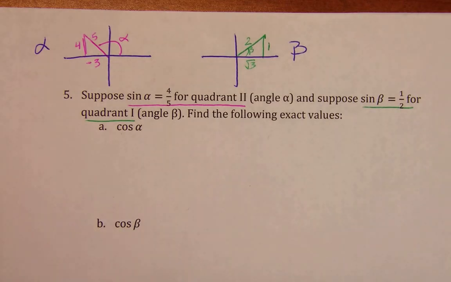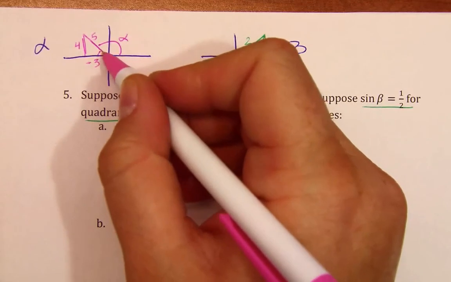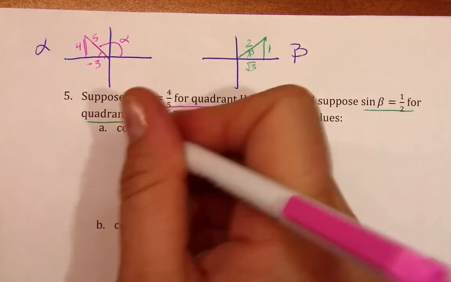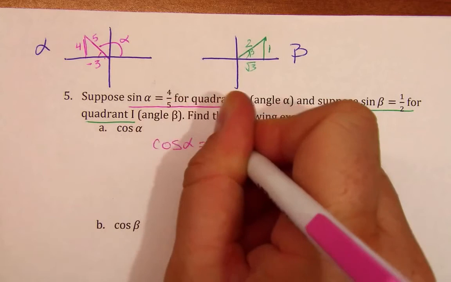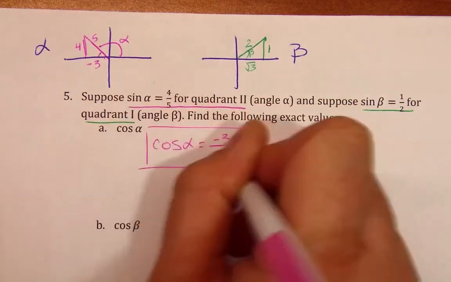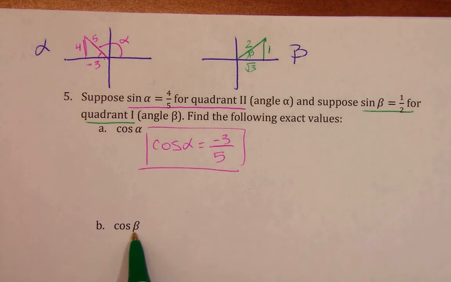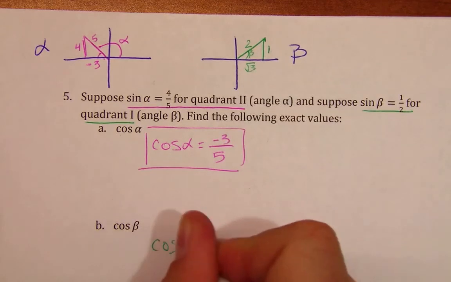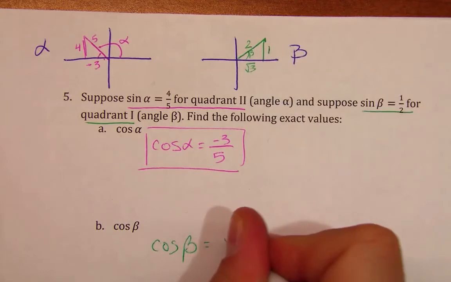So first let's find cosine. Well, cosine of alpha, if this is my setup here, alpha, we can use our reference angle, is going to be adjacent over hypotenuse. So cosine will be -3 over 5. Next one, cosine of beta. Well, now we're back in quadrant 1. We know it'll be positive. And cosine is going to be adjacent over hypotenuse, so we'll have root 3 over 2.